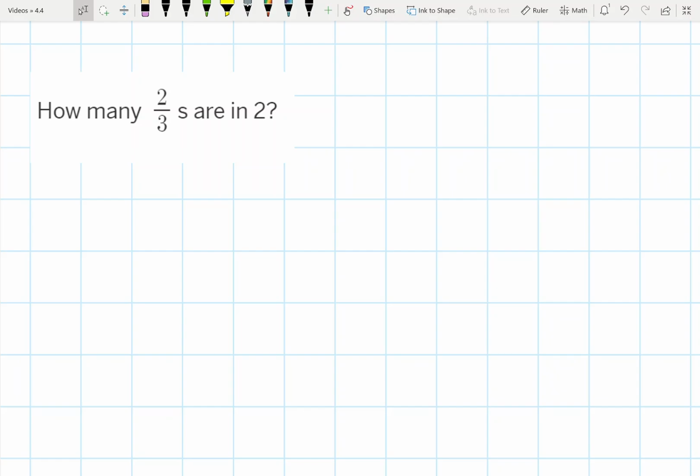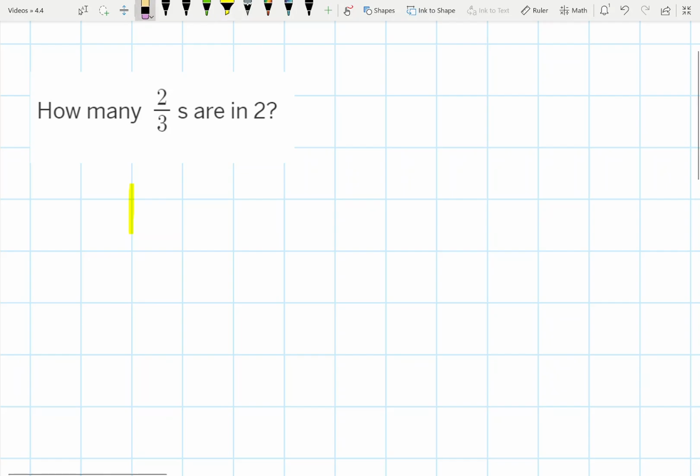It says, how many 2/3 are in 2? This is interesting to think about. So let's go ahead and draw two whole things. And since we're asking about how many 2/3 are in 2, let's make it so that we'll be able to easily split some stuff into thirds.